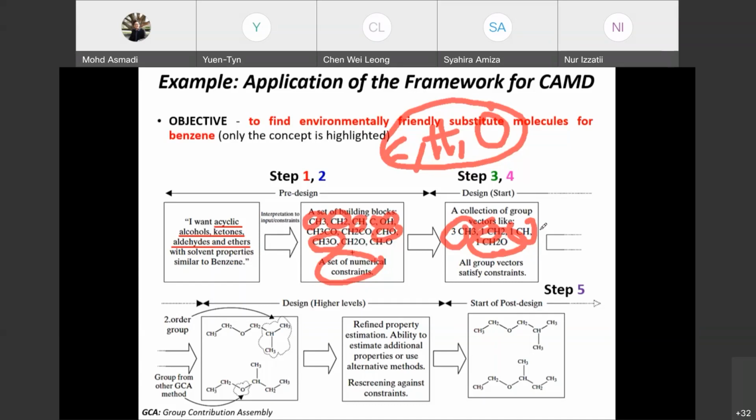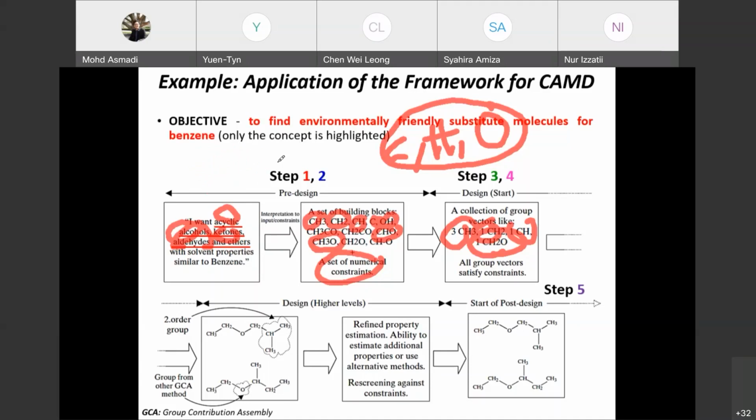But currently we have still not decided what compound can replace the benzene. But we have a boundary which is acyclic, alcohol, ketones, and aldehyde. Acyclic is a linear chain, not a ring like this one. So acyclic must be linear.